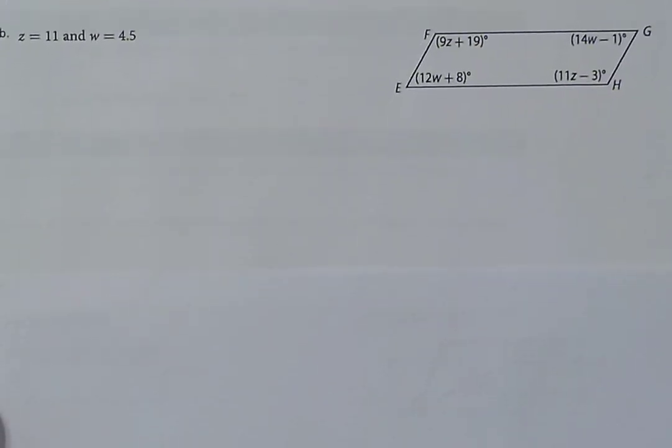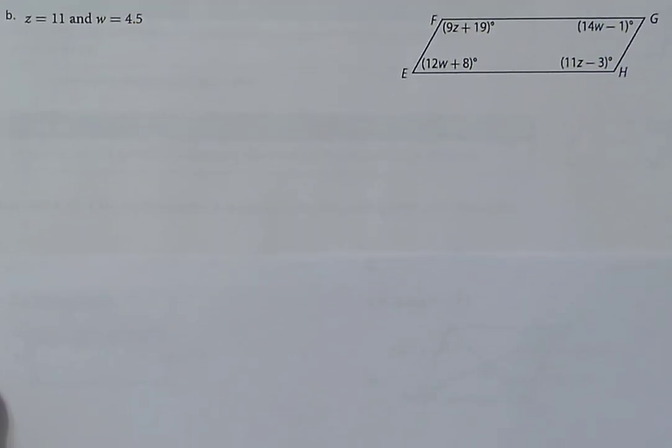So for part B, they tell us that Z is going to equal 11 and that W is going to equal 4.5. So we were given angles F, G, H, and E, and they give us an expression for each of them. So our goal is to plug in Z and W into each of these expressions. So we're going to take 11 and 4.5 and plug them in, and see if we know that either opposite angles are congruent or that consecutive angles add up to be 180.